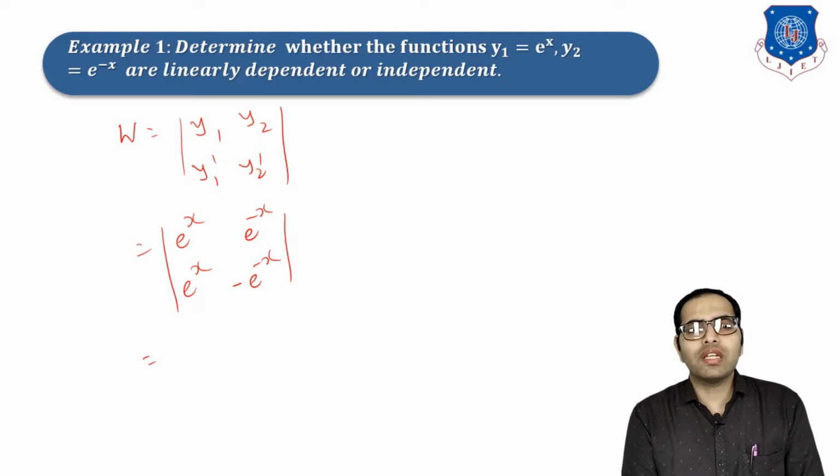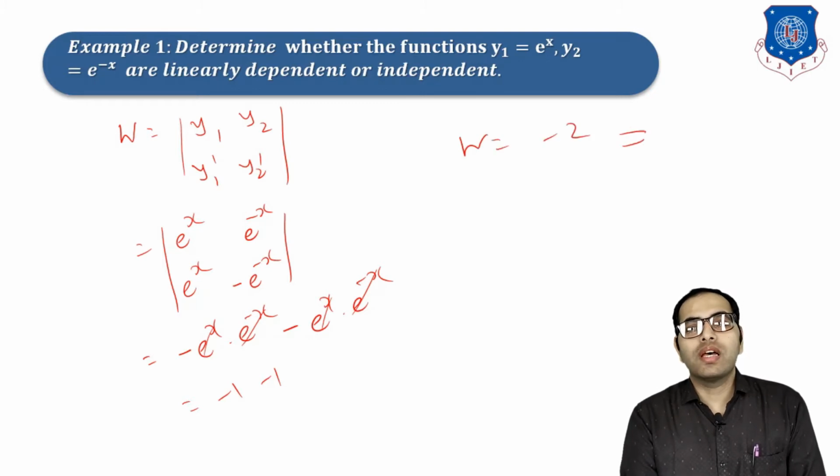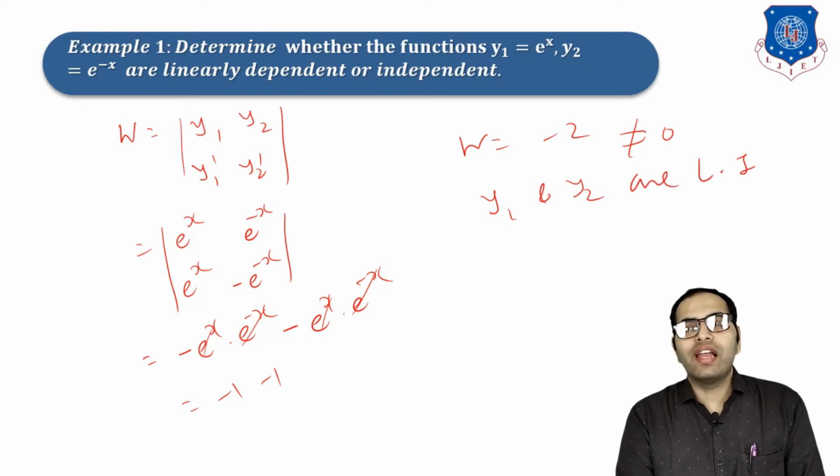Just expanding the determinant, we get minus e raised to x into e raised to minus x, minus e raised to x into e raised to minus x. That term will be cancelled out, and we get minus 1 minus 1, which is minus 2, which is not equal to 0. Hence y1 and y2 are linearly independent functions.